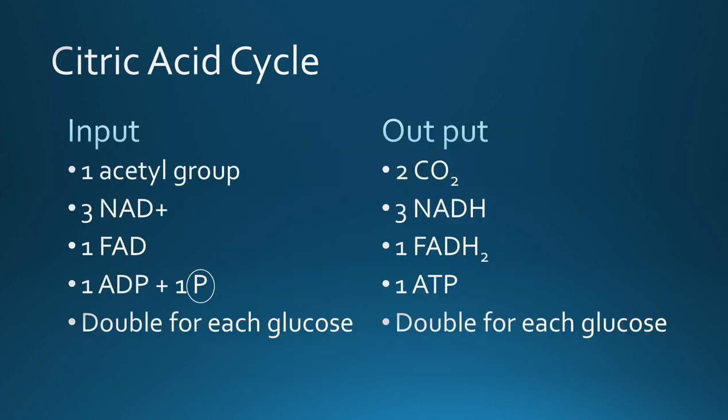Here are your inputs and outputs for the citric acid cycle. Input: an acetyl group, 3 NAD+, 1 FAD, 1 ADP, and 1 phosphate group. We will get out 2 carbon dioxide, 3 NADHs, 1 FADH2, 1 ATP. Again, double for each glucose.